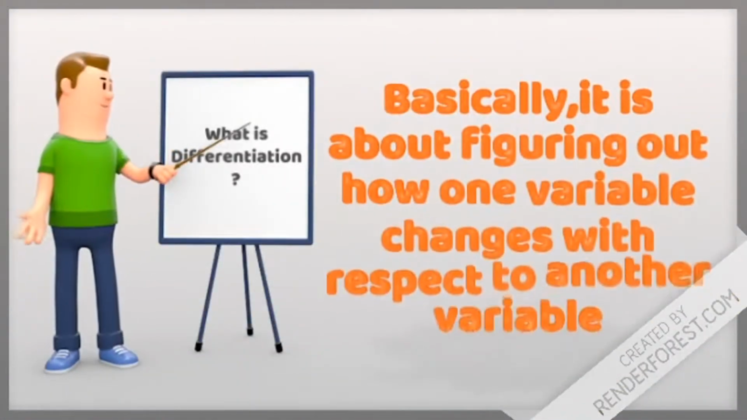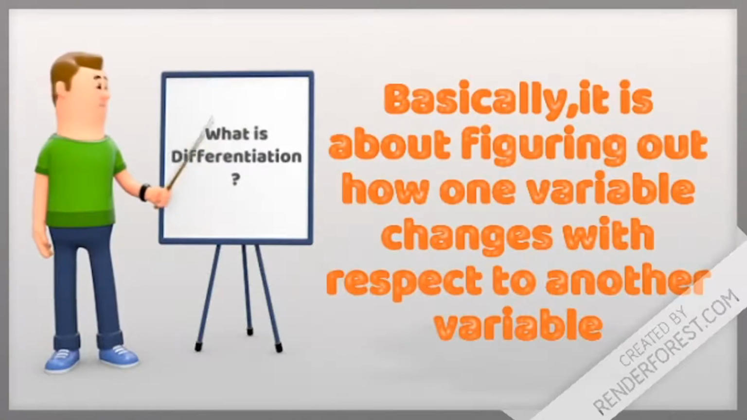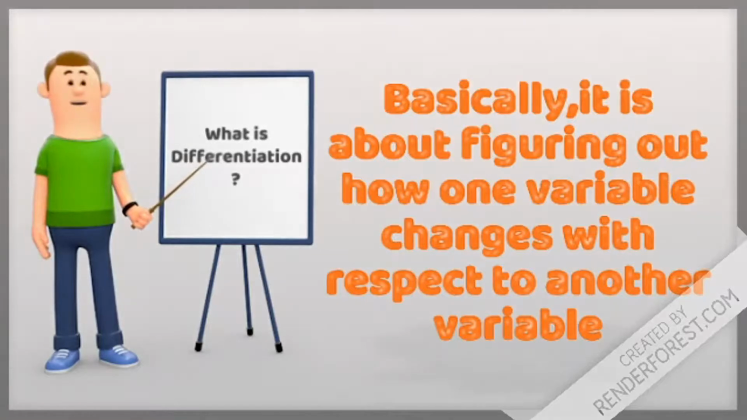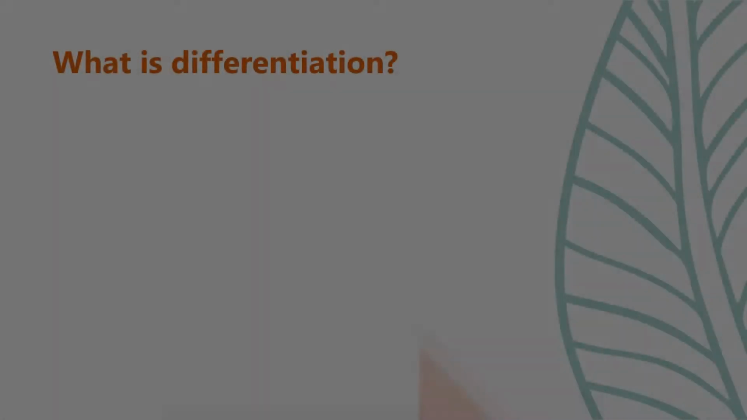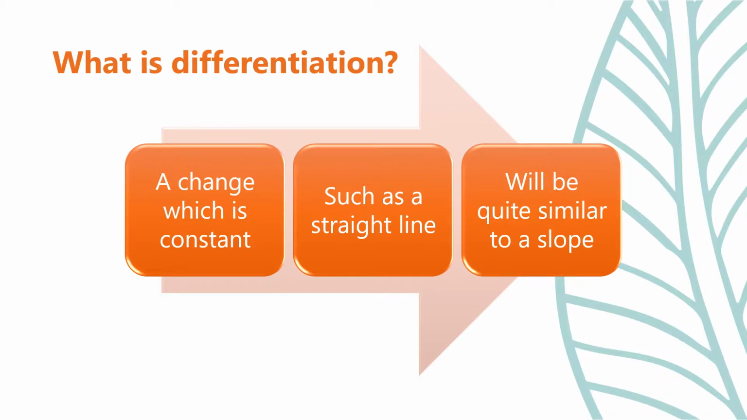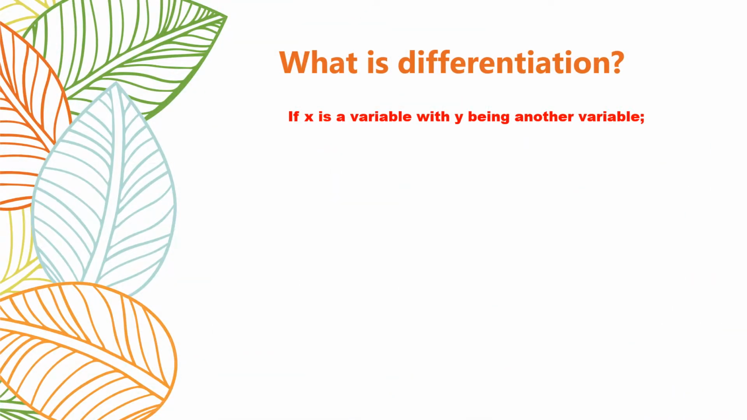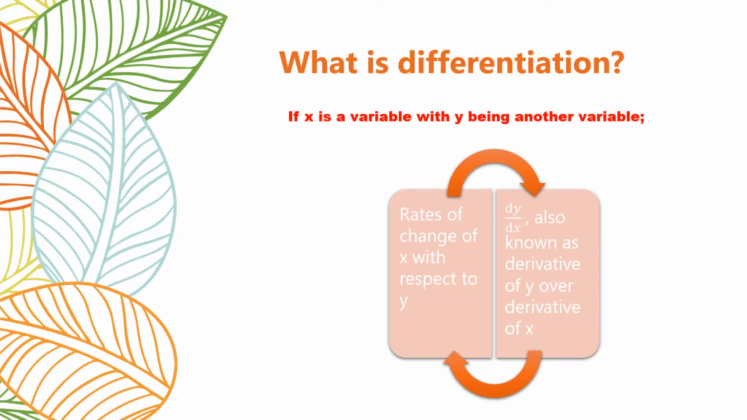Now, what is differentiation? Basically, it is about figuring out how one variable changes with respect to another variable. As an example, for a change which is constant, such as a straight line, this concept will be quite similar to a slope. Let's say x is a variable and y is another variable, the rate of change of y with respect to x is stated as dy over dx, also known as derivative of y over derivative of x.